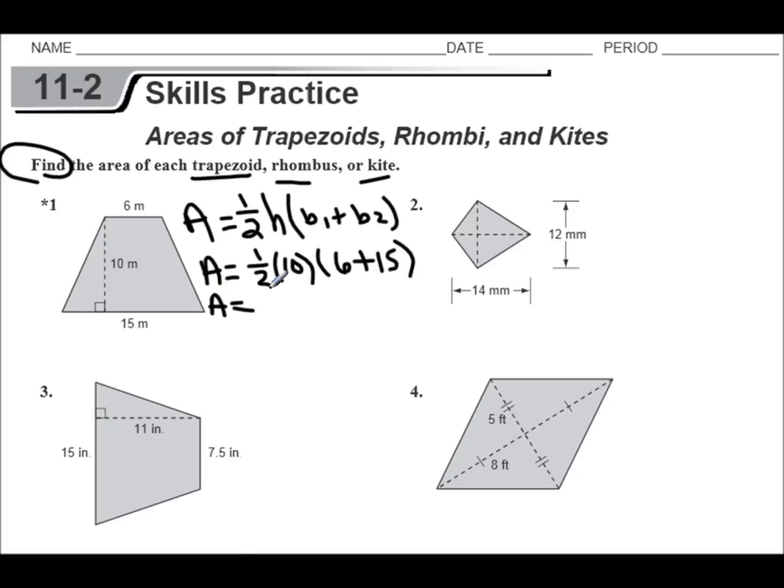And carry it all out. 1/2 of 10 is 5. I just took 1/2 of 10, which is 5. 6 plus 15 is 21. So now I take 5 times 21, which is 105. And we are talking about area, so we denote it as meters squared.